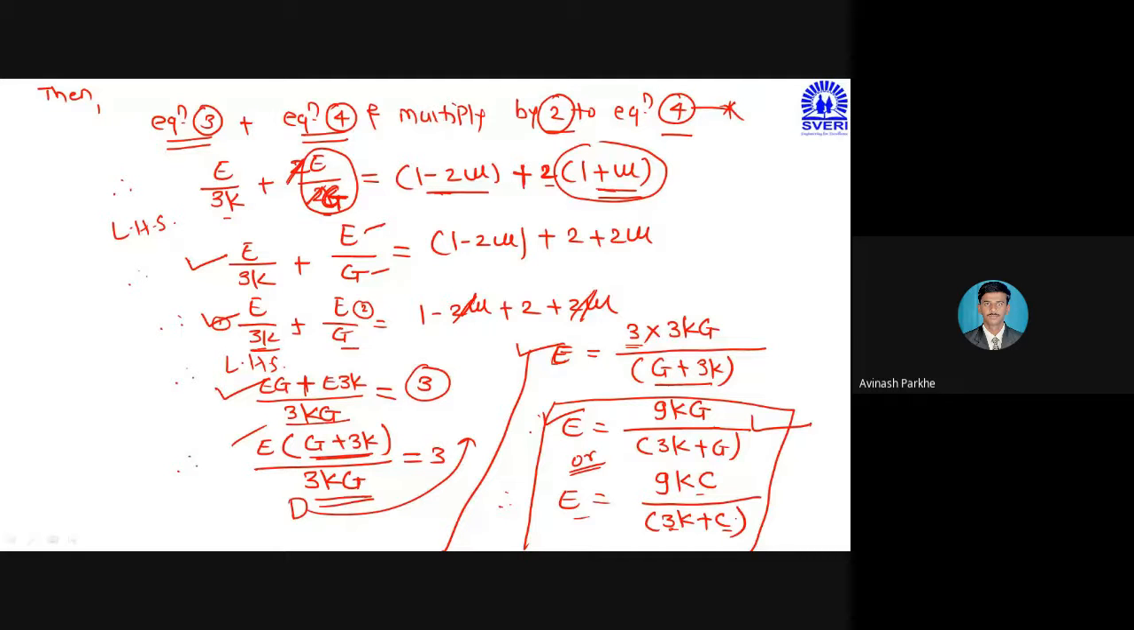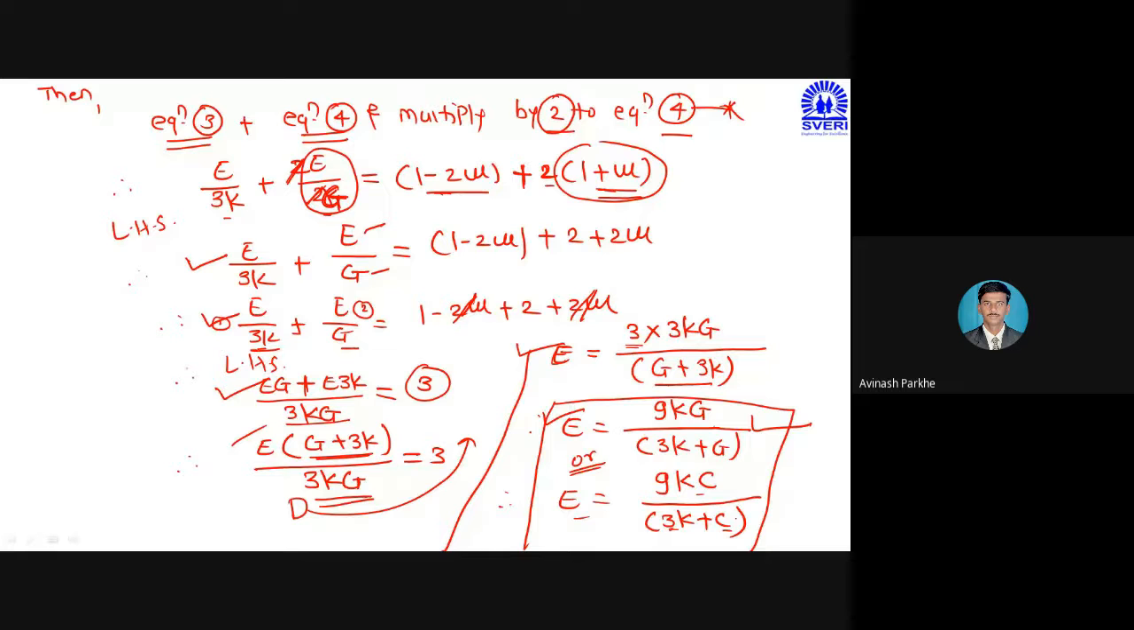Very simple derivation is there. There are no conditions, no figure, no assumptions. Only by using the previous two derivations, we have rearranged the terms. By making the denominator same, by adding one condition, we have derived this particular final equation, that is E is equal to 9kG divided by 3k plus G. So this is the final relation.